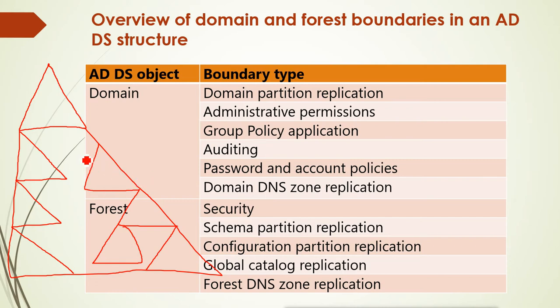So we have restriction boundaries. We have the boundaries for the domain and the forest. For example, when we say the domain, the domain is a partition replication boundary. Now Active Directory is divided into different partitions. The data for Active Directory is a database. It has a database of all the resources and objects available within the network. So that database is divided into partitions: schema partition, domain partition, DNS partition, infrastructure partition. So we have different partitions. So the domain is a partition replication boundary.